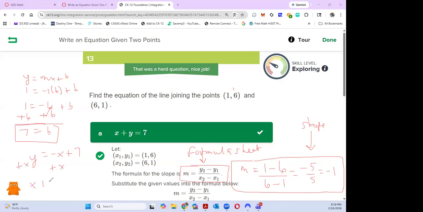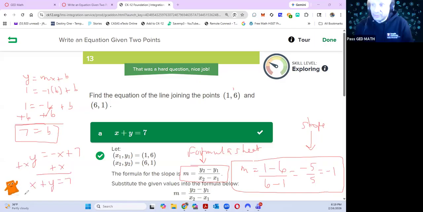So x plus y equals 7. There you go. So what you do tonight is you break this problem down. You don't go to problem 2 and 3. You go through this problem step by step over and over again until you got it.